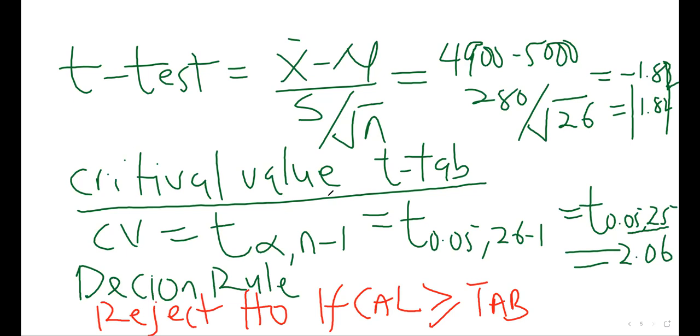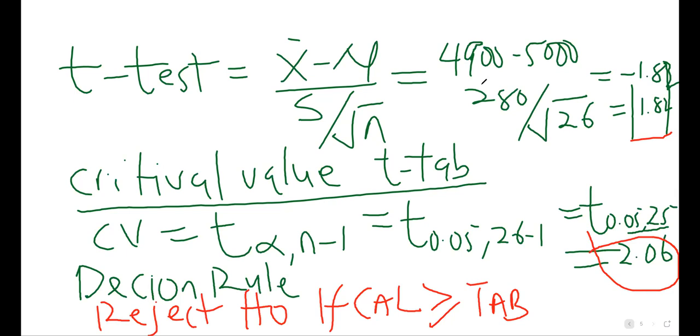So what is our calculated value? Our calculated value is 1.82. What is our tabulated? Our tabulated value is 2.06. The rule says that if the calculated is greater than the tabulated, then reject the null hypothesis. Now, you can clearly see that the calculated is 1.82 and it's not greater than the tabulated of 2.06. So we cannot reject the null hypothesis at this 5% level of significance.